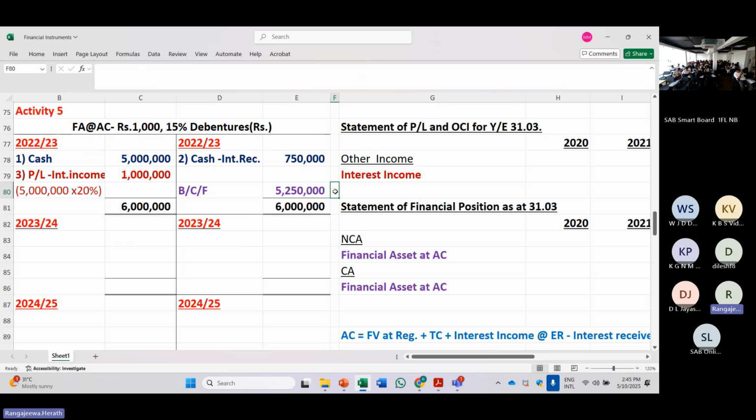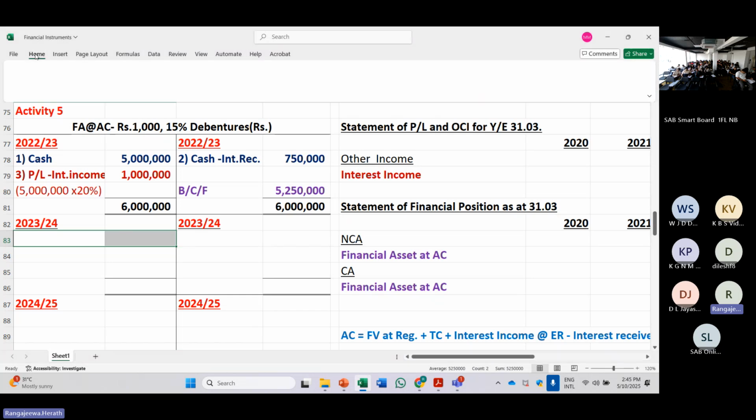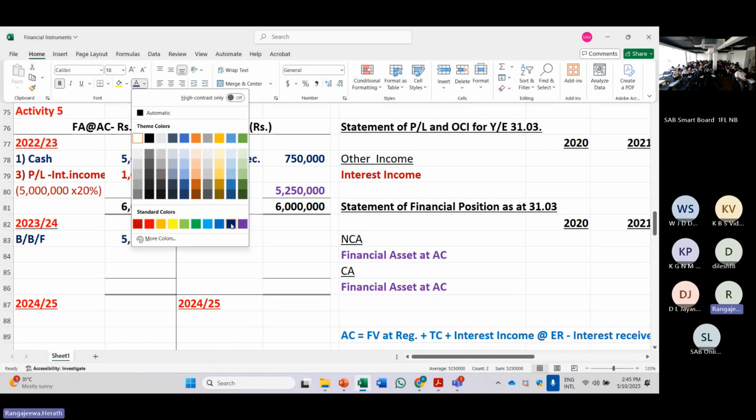So this 5,250,000 is the amortized cost. This is what we call amortized cost. It is not the original cost, and it is not a fair value. Originally it is the fair value, the issue price of the investment. If there is a transaction cost, that is added, then increased by interest income and decreased by interest received. So this balance of 5,250,000 is the amortized cost. Now that balance becomes the opening balance of the second year.